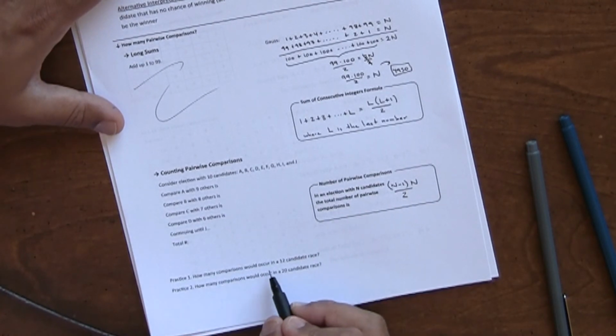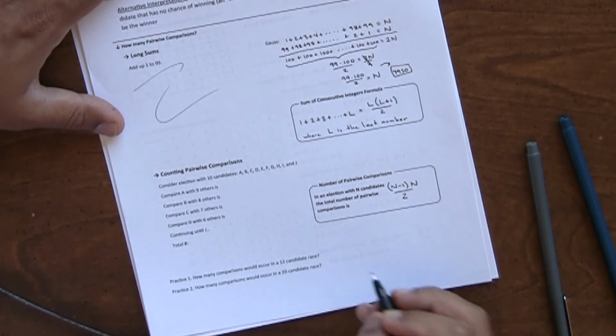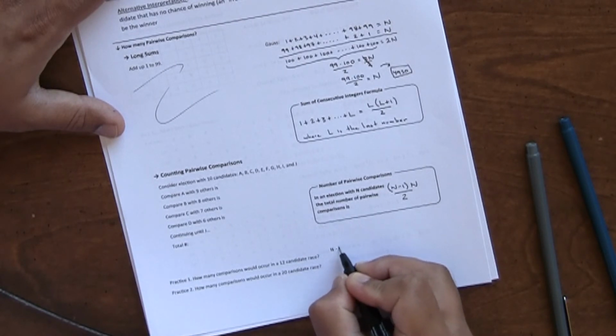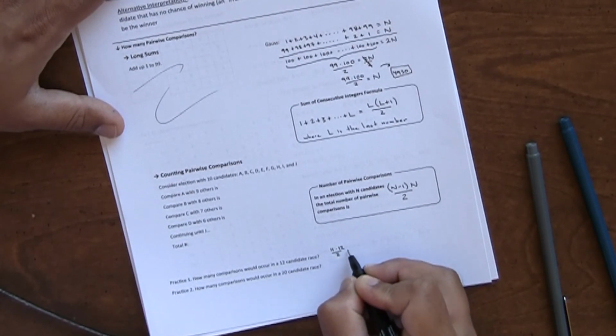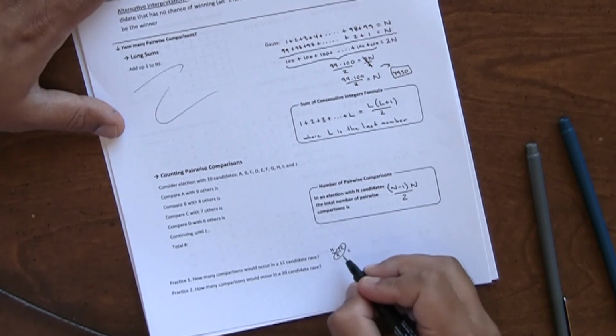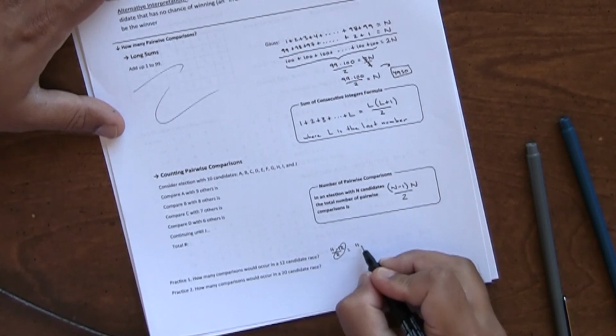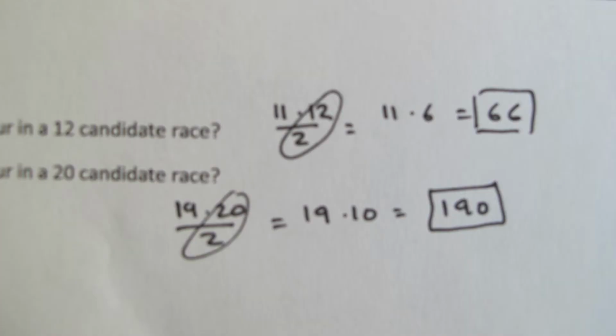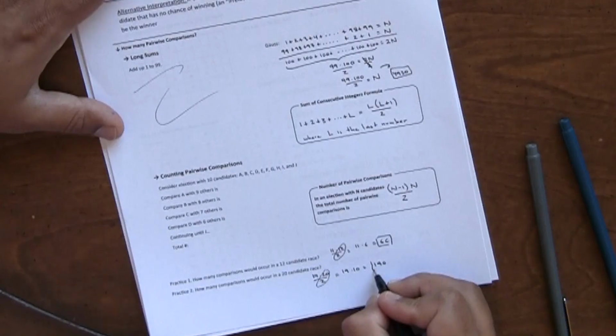So how many comparisons would occur if you have 12 candidates in the race? Well, it's 1 less times 12 over 2. Quick way to do that, those reduce. 11 times 6 equals 66. How many would happen if it was 20? One less is 19 times 20 over 2. That reduces quickly. 19 times 10 equals 190.